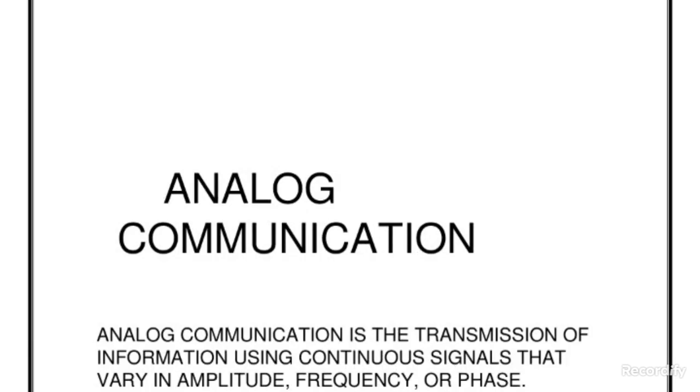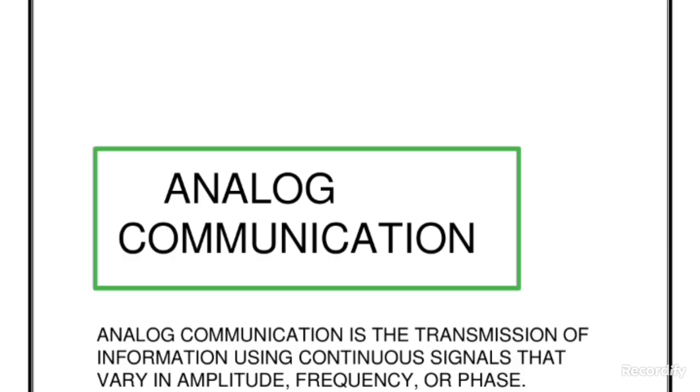In the previous session you learned about the differences between analog and digital signals. In this session you will know what is analog communication, and let's give some introduction to the communication system. At first, what is analog communication? Analog communication is the transmission of information using continuous signal that varies in amplitude, frequency or phase. These three parameters are the parameters of analog communication.